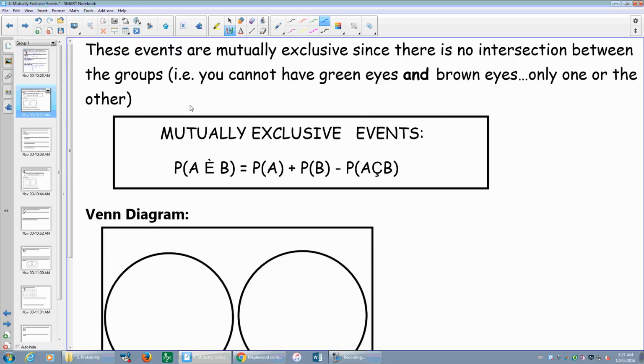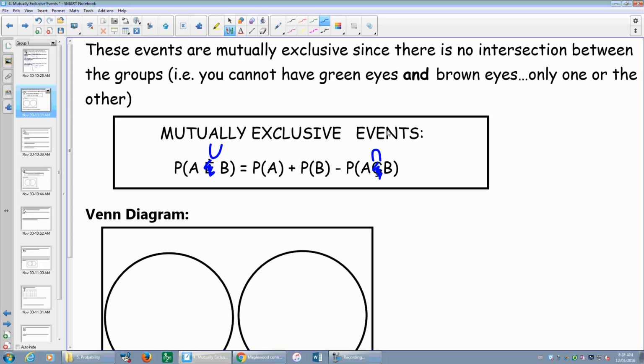Okay, so then it talks about the definitions. It says these events are mutually exclusive since there's no intersection between the groups, i.e. you cannot have green eyes and brown eyes, only one or the other. Mutually exclusive events, so again, this is the union, where you take the probability of A plus the probability of B and subtract the probability of both.